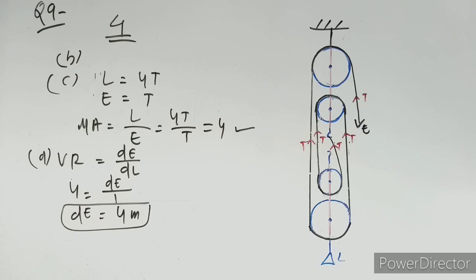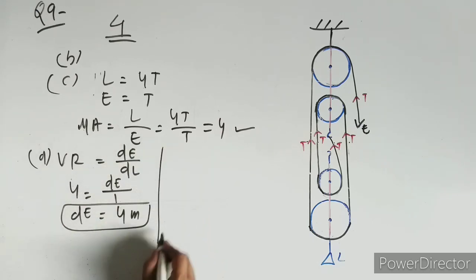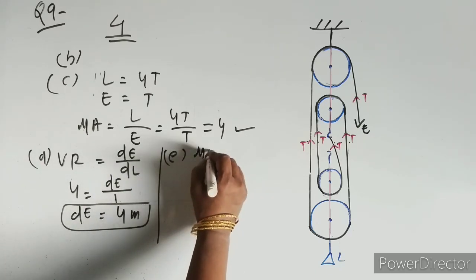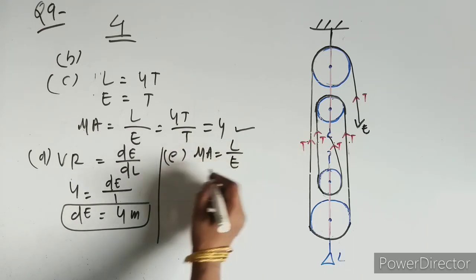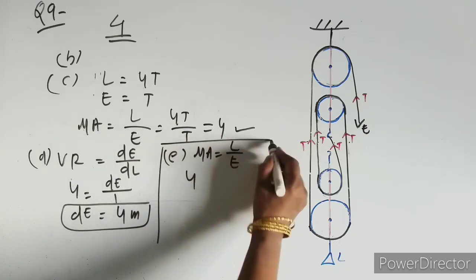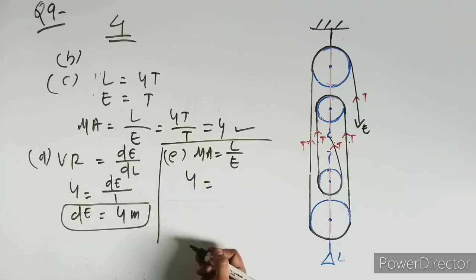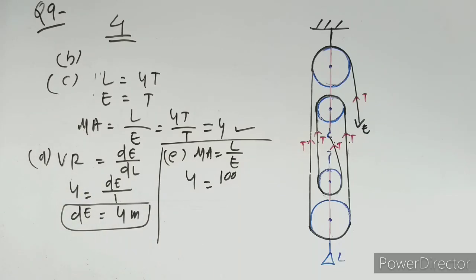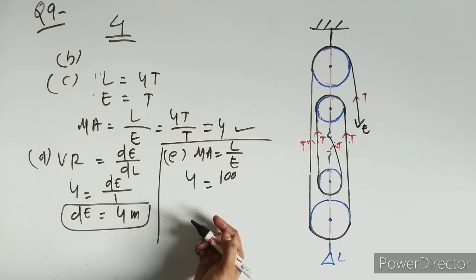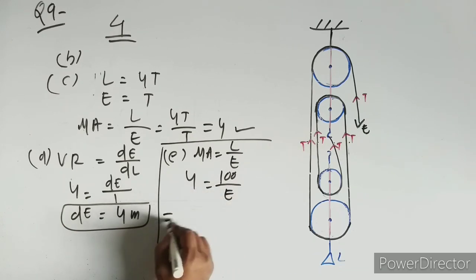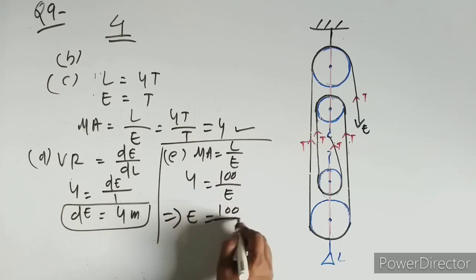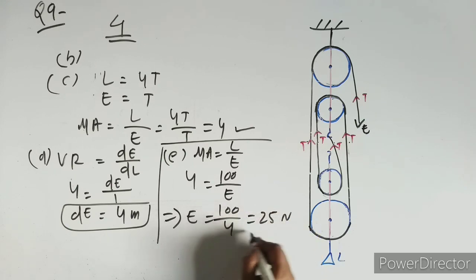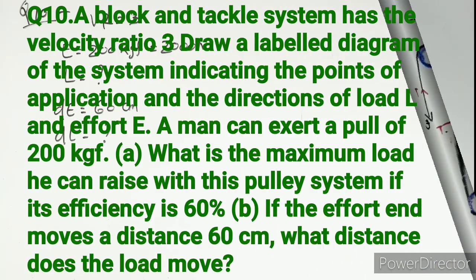How much effort is needed to lift the load of 100 Newton? So let us go for this E bit. Mechanical advantage equals load by effort. Mechanical advantage is 4. Load is given as 100 Newton. What is effort? It implies effort equals 100 by 4 equals 25 Newton. This one was question number 10.